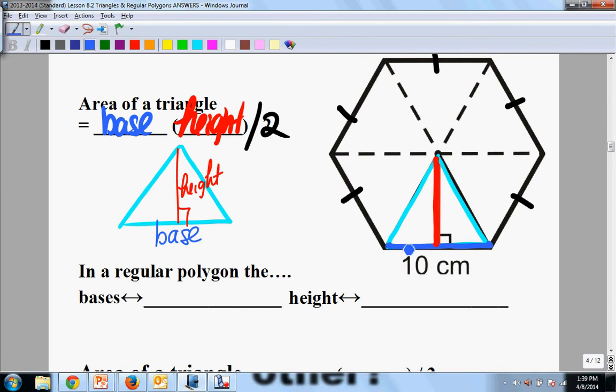Okay, watch guys. Here, if we want to get all the triangles all the way around, we're going to take the bases, trace them with me. Ready? Trace that base. Do it with me. Trace this base. Trace that base.